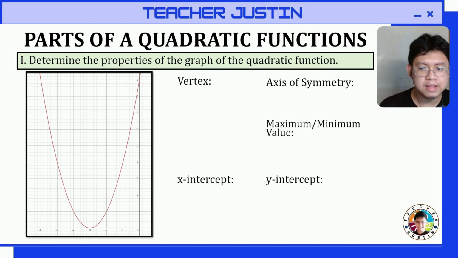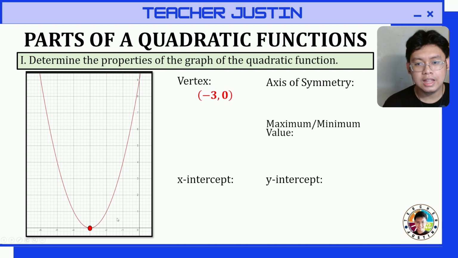So, first step natin is look for our vertex. So, yung vertex natin is located at the highest or the lowest point. So, in this case, since yung parabola natin is opening upwards, yung vertex natin nasa baba. So, the lowest point is located here at negative 3, 0.